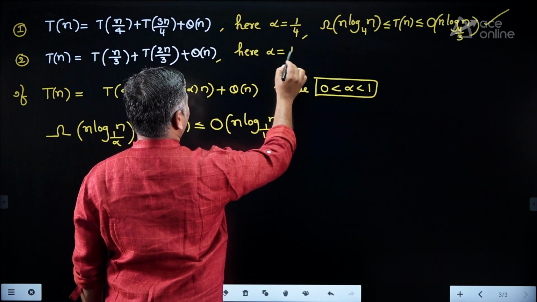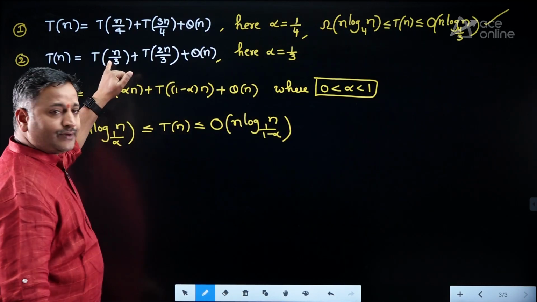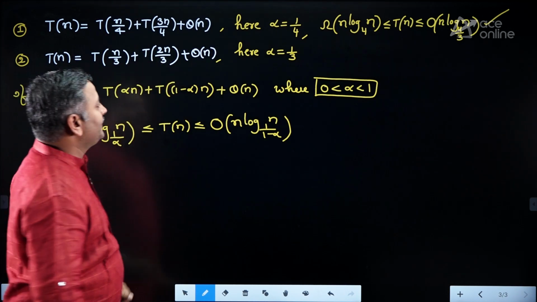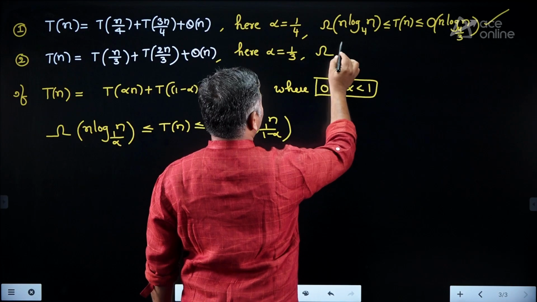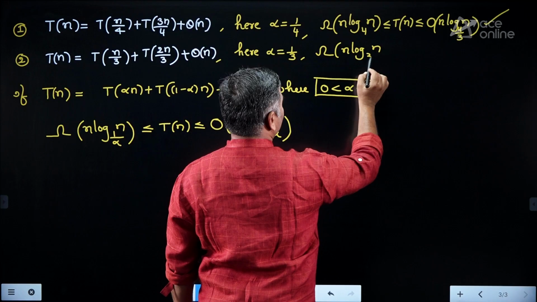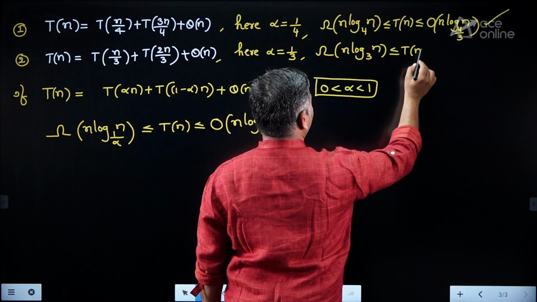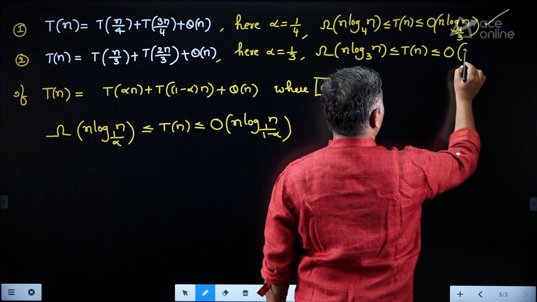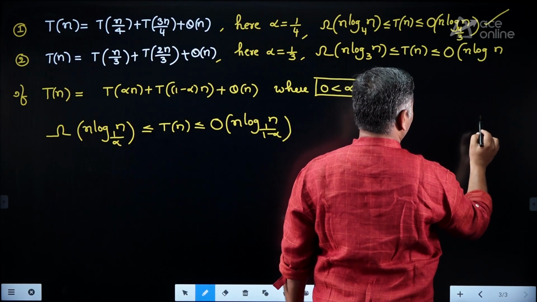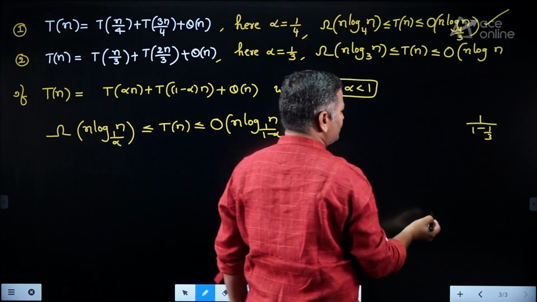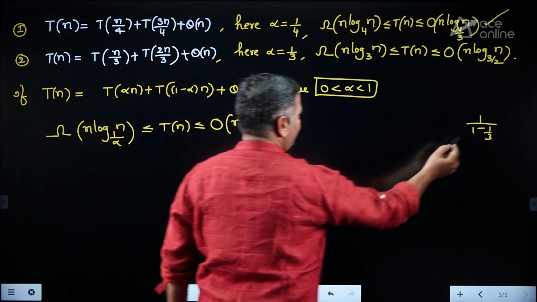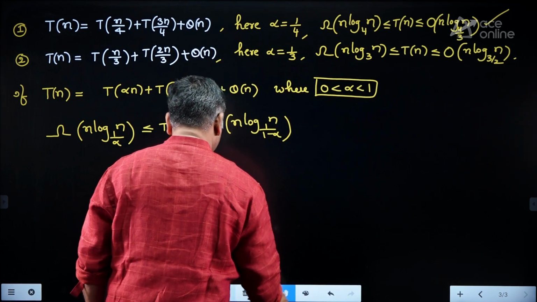And whereas in this case, what is alpha? Here alpha is equal to 1 by 3, right friends? Alpha equal to 1 by 3. So 1 minus alpha means 2 by 3. Therefore, minimum time is equal to omega of n log n base 1 by alpha, that is 3, less than or equal to T of n, less than or equal to big O of n log n base 1 by 1 minus alpha. So 1 by 1 minus alpha equals 3 by 2. So this is a shortcut method you have to use friends, for finding solution for this type of problems.